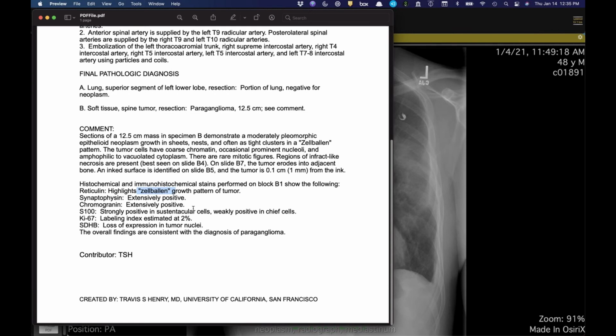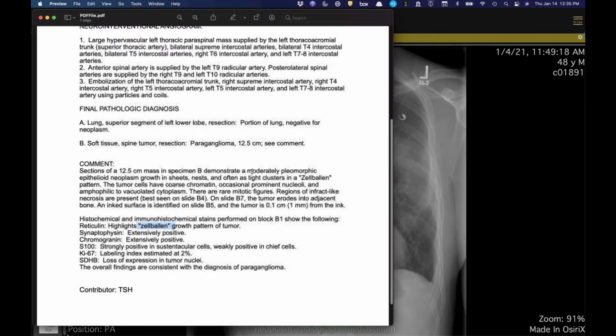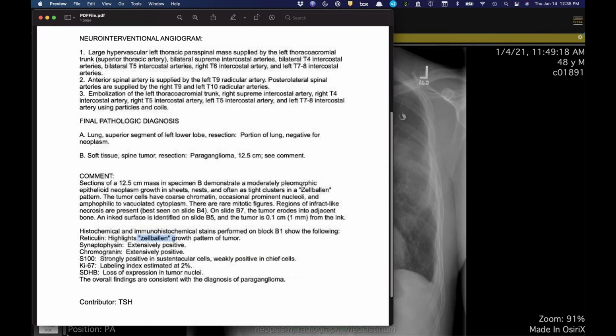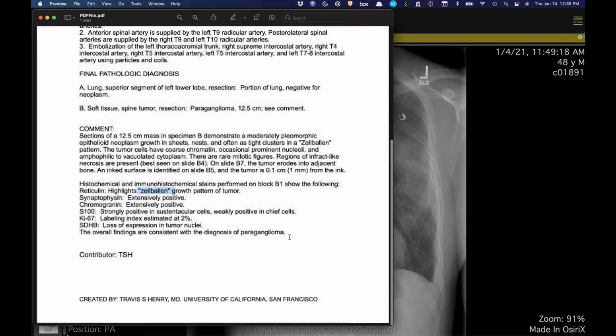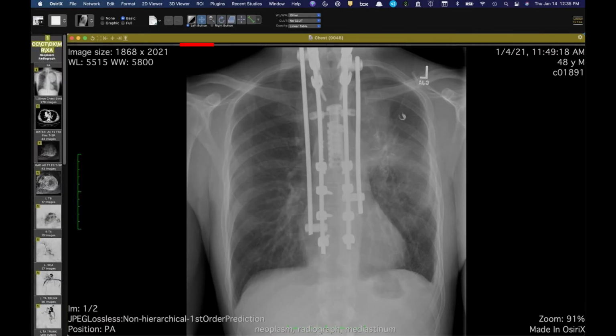And they were able to successfully embolize many of these things and took this guy to surgery, took this thing out, and it was, in fact, a humongous paraganglioma. So Seth showed what might be the smallest paraganglioma. This might be the largest paraganglioma.